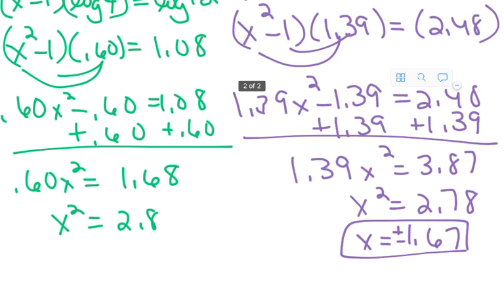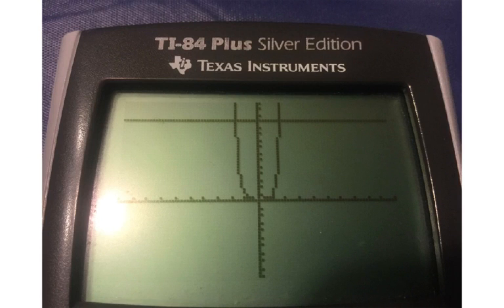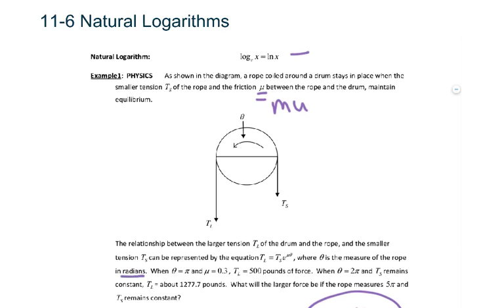And you'll notice that's very close to what we got over here, so that when I square root it, I got about 1.67. And remember, it's plus or minus 1.67. And you'll notice if I graph it in my calculator, look, it hits that line twice. So there are two answers, and you would find that those two answers are positive and negative 1.67 approximately. And that is section 11.6 on the natural logarithm.